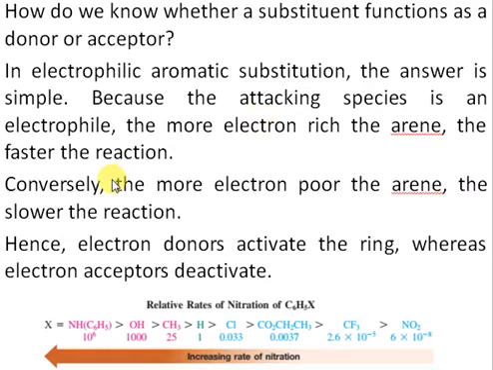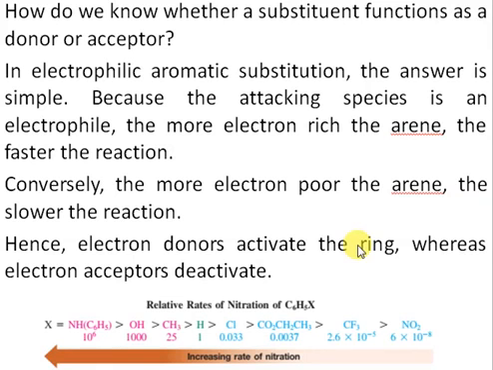Whereas if the electronic density on the benzene ring or on the ring system is poor, the reaction rate becomes slower, right? So we can generalize: if you want to know whether a substituent is a donor or an acceptor, just see the rate of reaction. If a certain substituent increases the rate of reaction for electrophilic aromatic substitution, that substituent will be a donor. Whereas if a substituent decreases the rate of reaction, then such a substituent will be an acceptor, right?